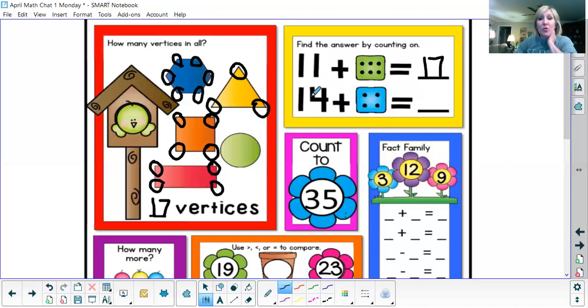Let's try it again. 14 plus, that means I'm going to be joining the parts together. How many is this? 4. 14 plus 4. So I'm going to put the bigger number in my head. 14 is big. 14. Now I'm just going to keep on counting. 15, 16, 17, 18. So 14, well, that's a curvy 1 there, plus 4 more is equal to 18. That's the number I was trying to make.